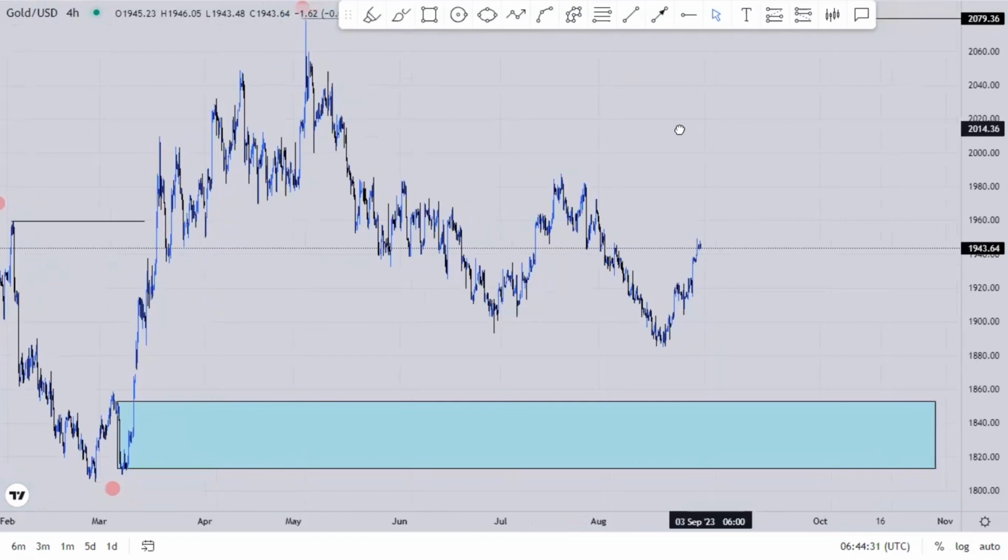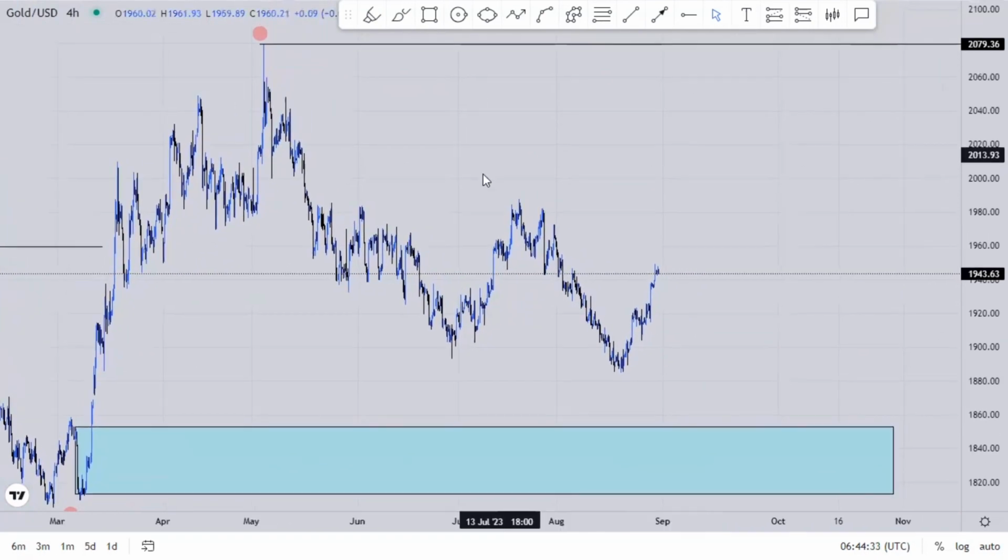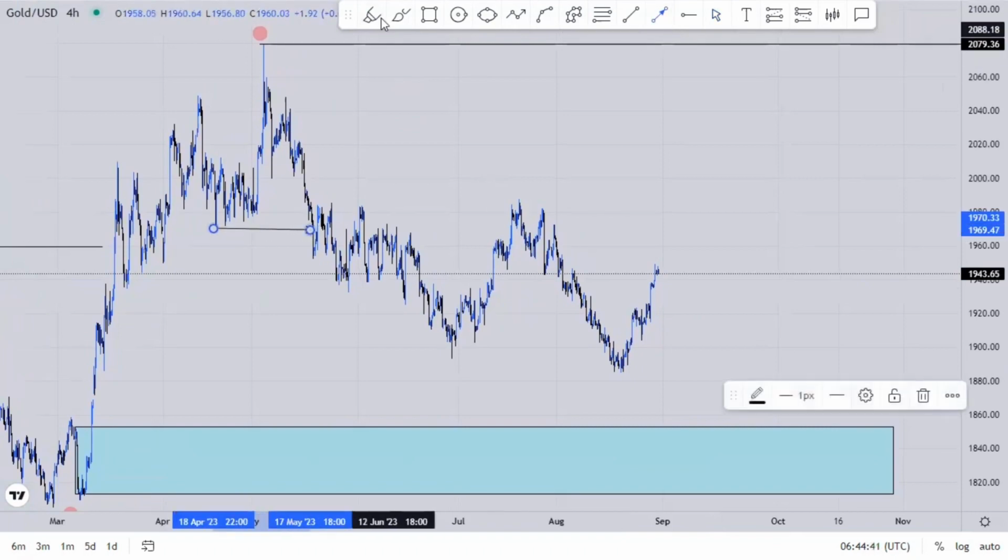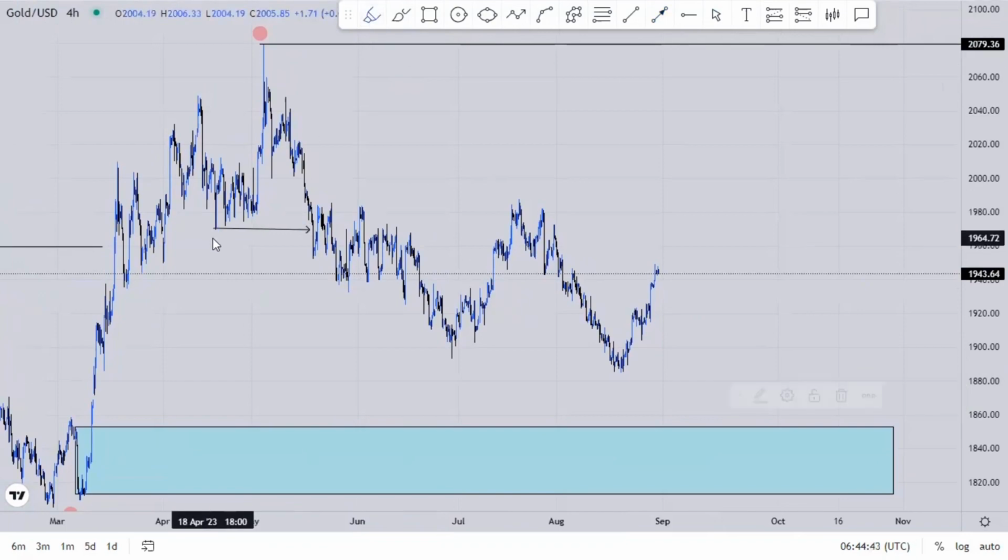So for our structure, which is the internal structure, you can see that we establish our major change of character here. Change of character there of internal structure. We broke this low. This is internal structure now. If you follow internal structure, this was the lower low. That's the lower high there.